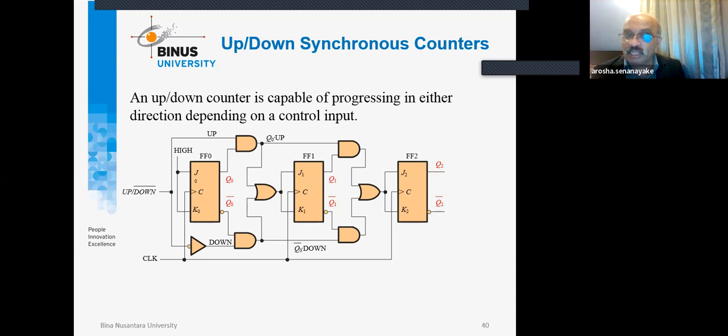The only thing is that in that case, we use the up signals to count from 0 to, in this case with 3 JK flip-flops, 7. When it goes down, it goes through this NOT gate, and then using Q0 bar, what we do is count from 7 down to 0. So that's more or less the idea.